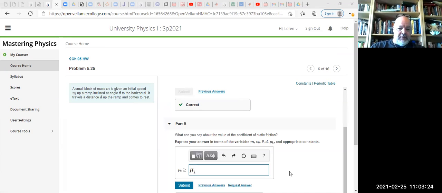Okay, a small block of mass m is given an initial speed v0 up a ramp inclined at an angle theta to the horizontal. It travels a distance d up the ramp and comes to rest. What can you say about the value of the coefficient of static friction? Mu s is greater than or equal to mu k. I would think that's correct. But it told you that was wrong? Yes.